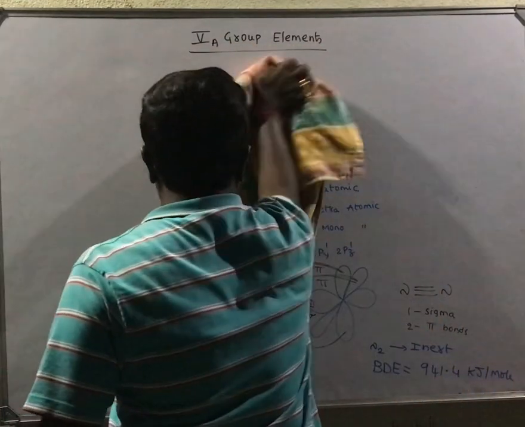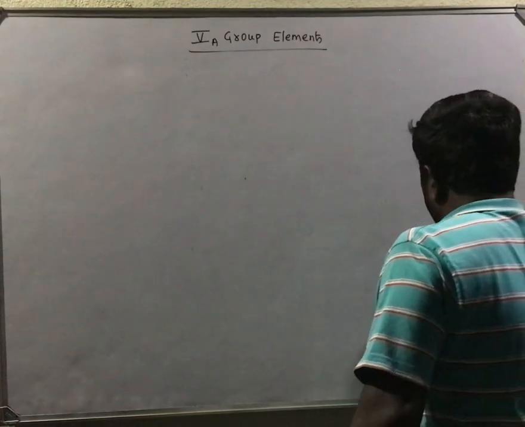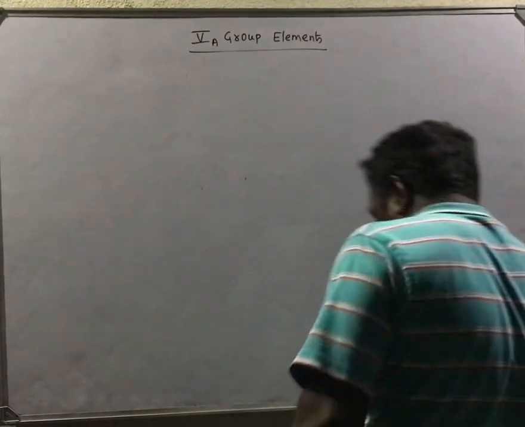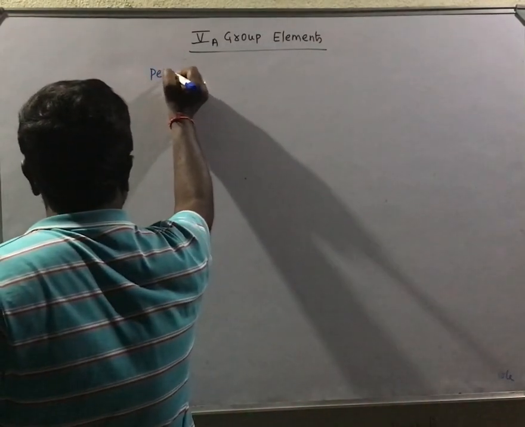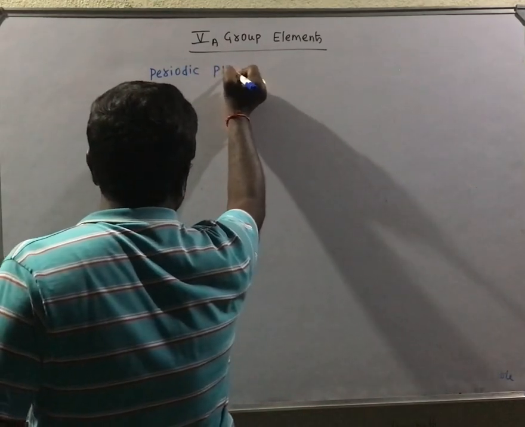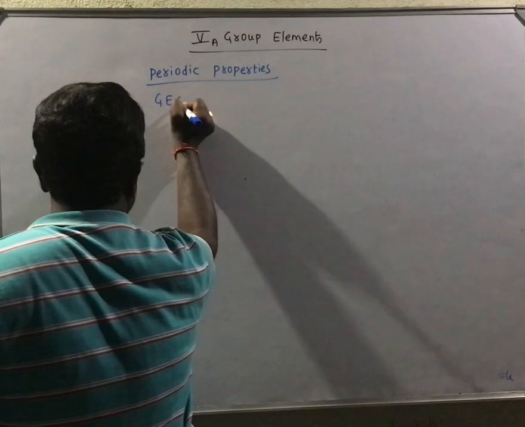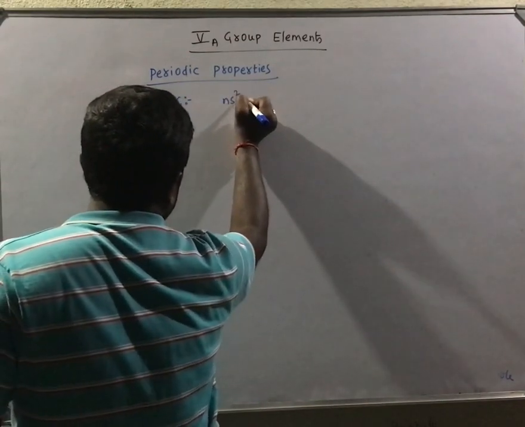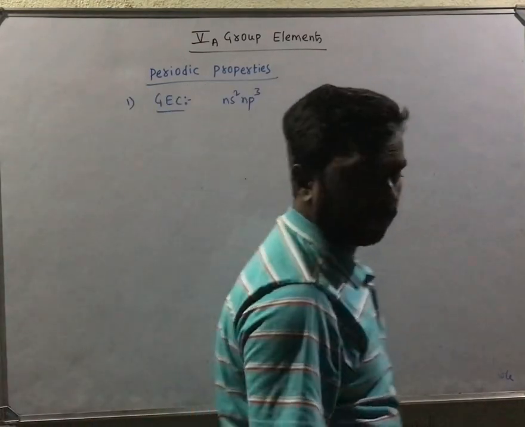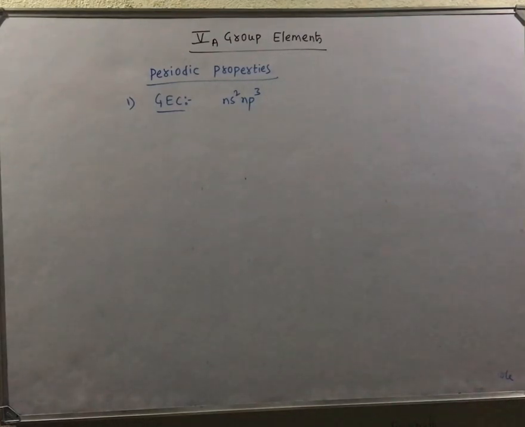Periodic properties. What is the first periodic property? In this periodic properties, generally the first one is GEC, general electronic configuration, that is ns2 np3. The general electronic configuration is ns2 np3.